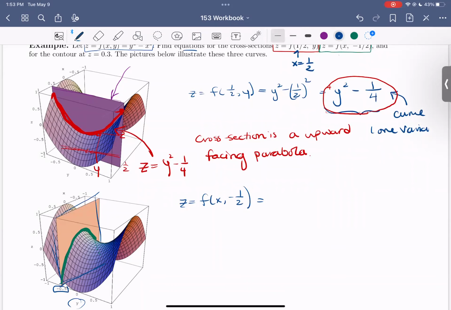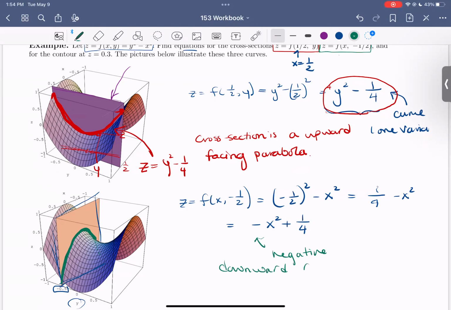So we just plug in our value for y, negative 1/2 squared minus x squared. So that becomes 1/4 minus x squared. So we could write that as negative x squared plus 1/4. So notice that that x squared term is negative. So this is giving us a cross section that is a downward facing parabola.